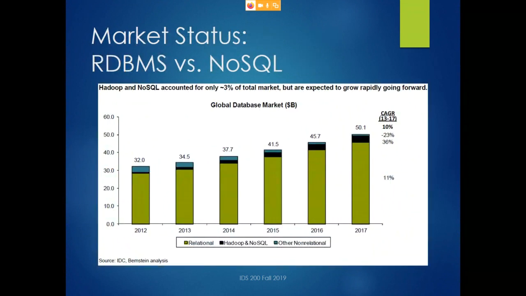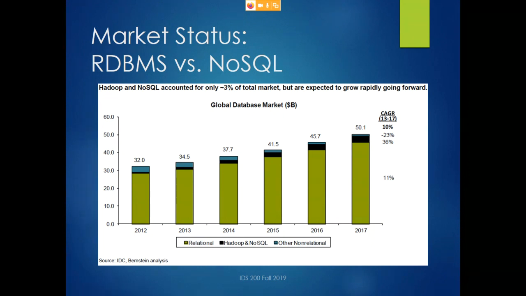Last thing, market status. This is a few years old, but what you can see looking at it is relational data, this green at the bottom, is by far the largest chunk. Other things are this black bar in the middle, Hadoop and other NoSQL platforms. Yeah, they're gaining. They've definitely gotten bigger over the last 5 years. And other non-relational types have shrunk. So you can see that NoSQL is taking a huge share of everything that's not relational data.